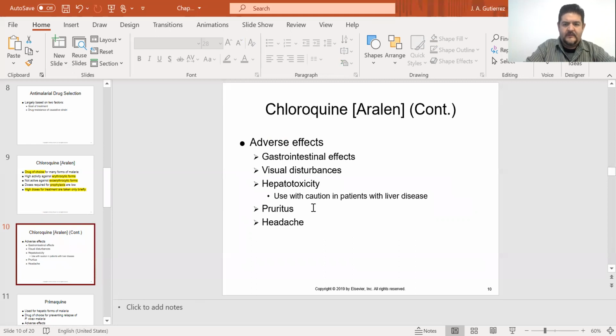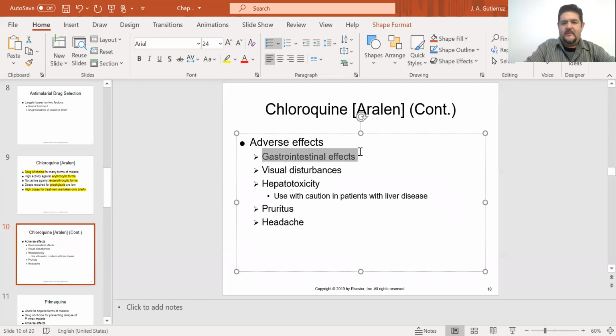Now, chloroquine, the presentation is PO. Then I'm going to have MVD. The patient may complain about visual disturbances, blurry vision, stuff like that. But I have to be careful with patients that have liver damage. Again, this is a medication that is altering the pH of a cell.